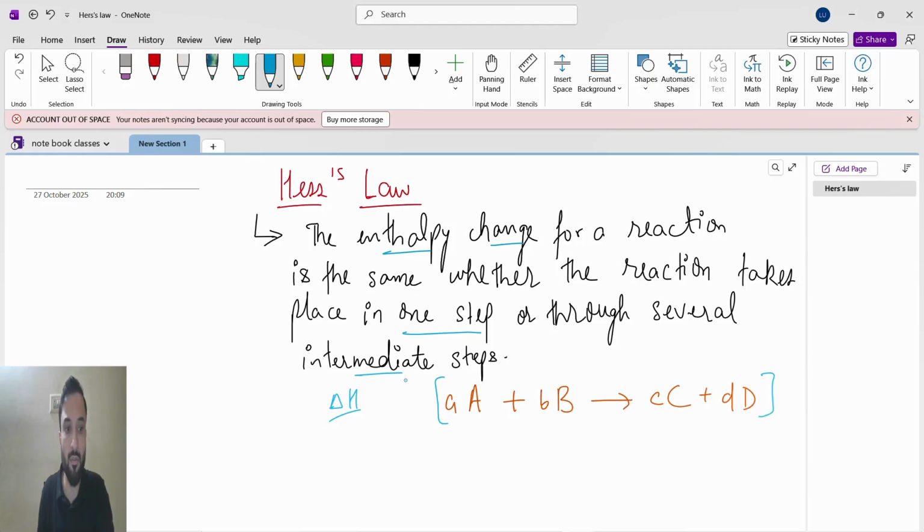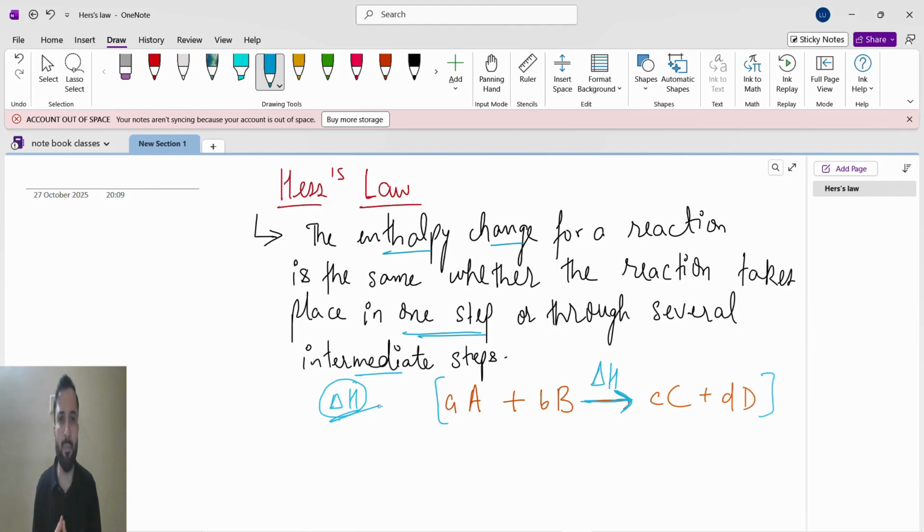Okay, so what does this mean? It means that if we have to find the delta H for this reaction, either I go in one step, or the reaction takes place through several intermediate steps. If the reaction is taking place in just one step or several intermediate steps, we will get the same delta H, the enthalpy change will remain the same. This is what Hess's law wants to say.